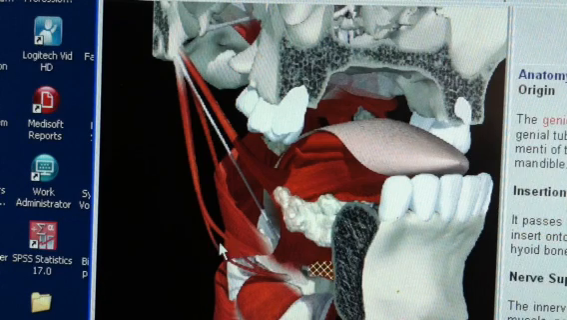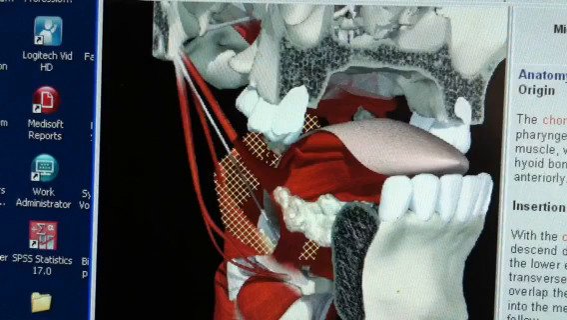All right, here you see the geniohyoid muscle. All right, origin is on this mandibular symphysis or mental symphysis. So it's on the mandible and it inserts on to the hyoid bone. Geniohyoid muscle.